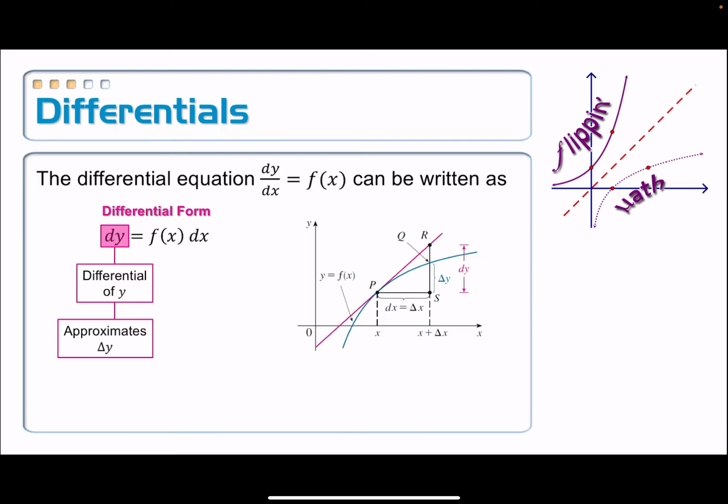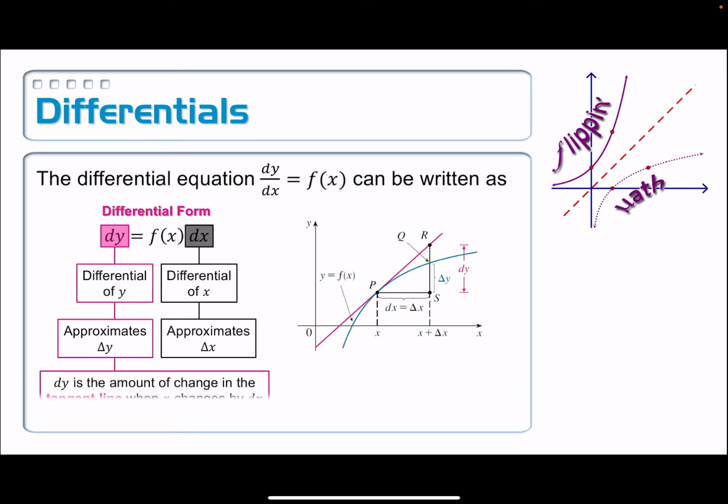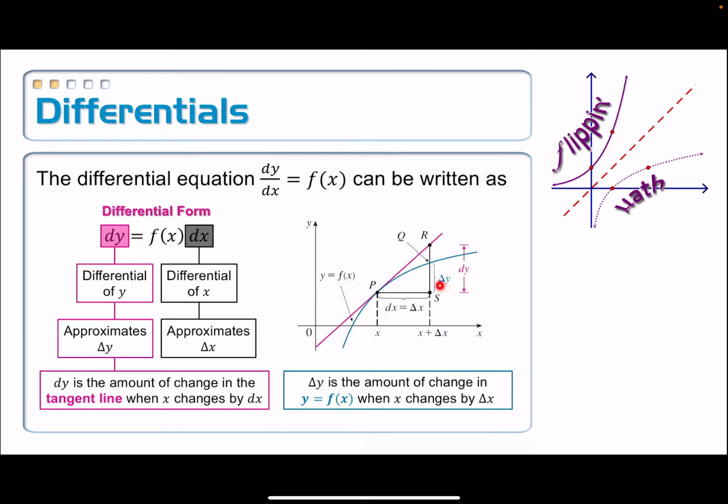Next up, we have our dx, which is our differential of x. And look here in the picture, your differential of x is the same thing as your delta x. So think in terms of a slope where you have your dy over your dx, or your delta y over your delta x. In this case, those two things are exactly the same. So once again, this dy is the amount of vertical change in your tangent line, this pink line, whenever your x changes by dx, right? And the original delta y is the amount of change in your original function, the blue one, whenever x changes by delta x. It's like your slope.